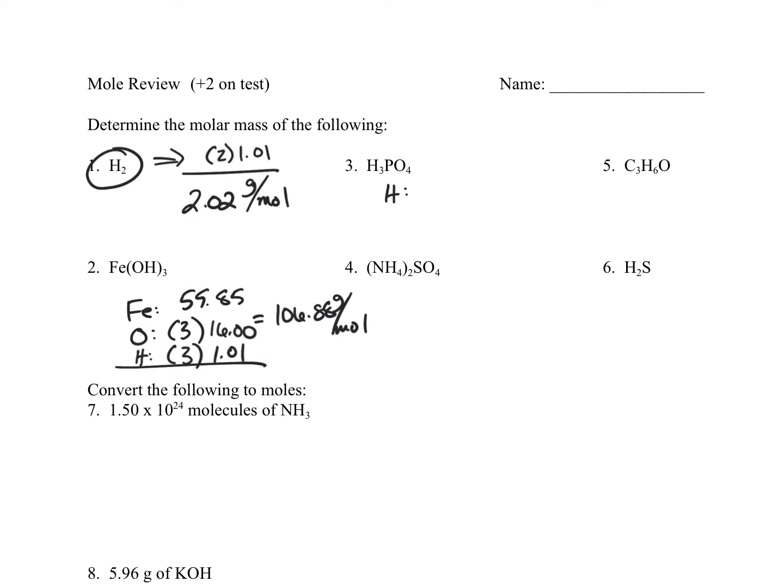Okay, and then you will do the same thing for phosphoric acid, which is H3PO4. There are 3 hydrogens. Phosphorus has a mass of 30.97, and there are 4 oxygens, so you need to multiply 4 times 16. If you add the mass of these 3 separate elements together, the overall molar mass of phosphoric acid is 98.00, and the units are important, so you need to include the grams per mole.